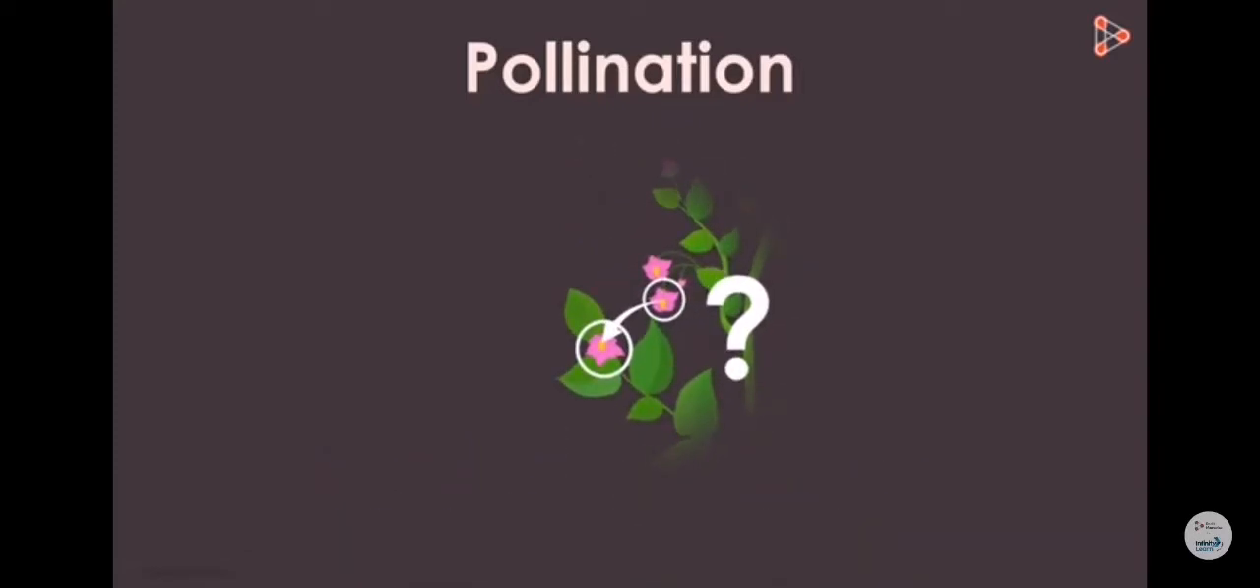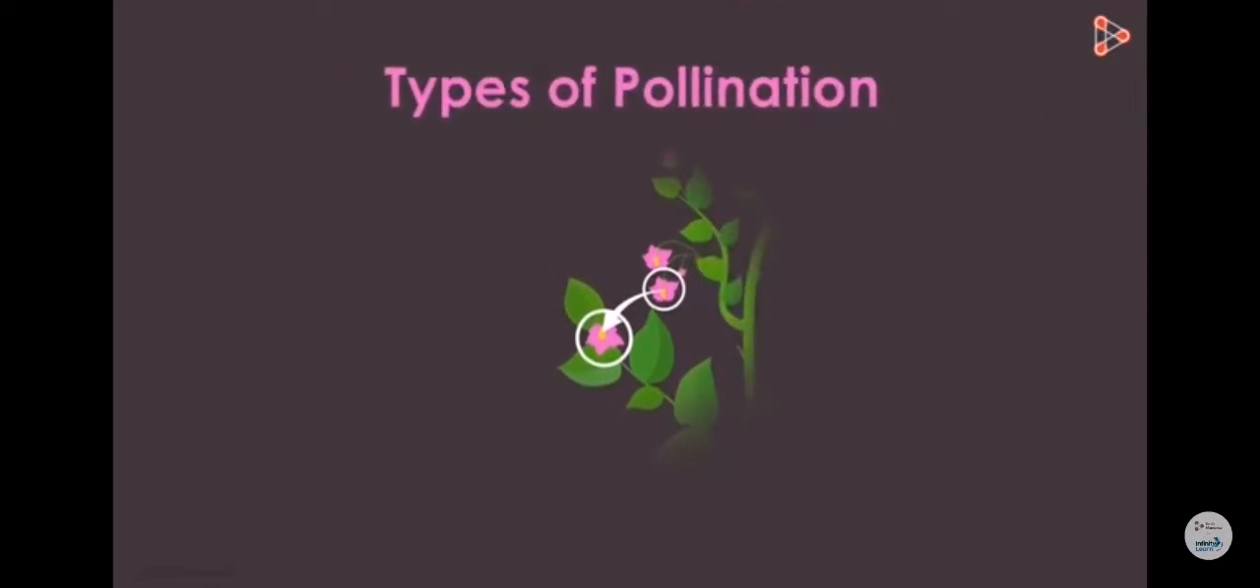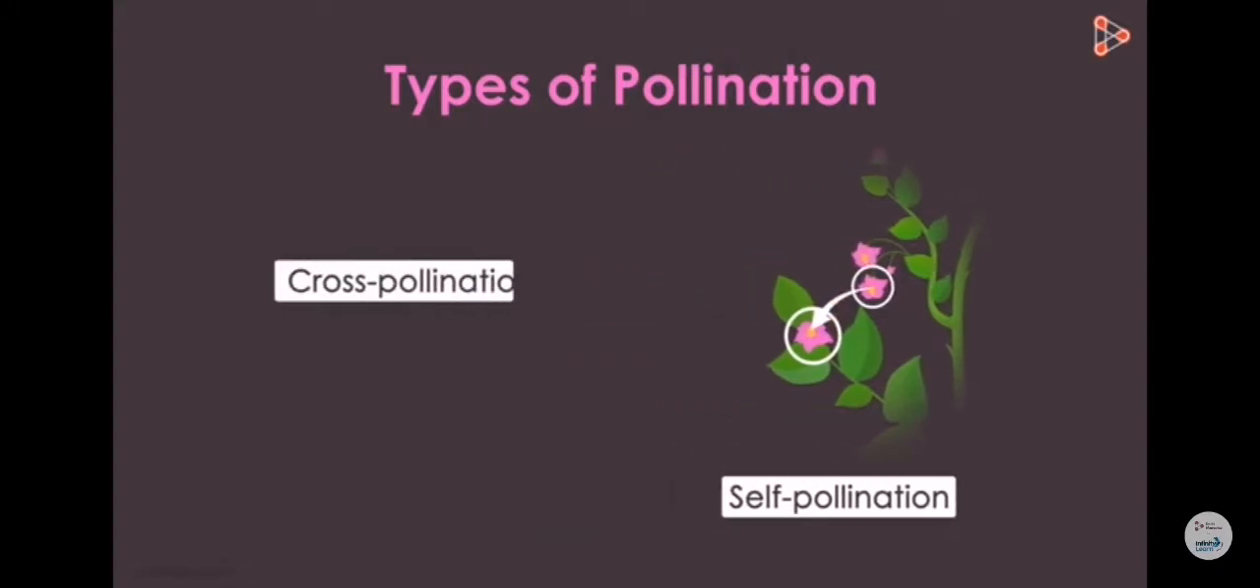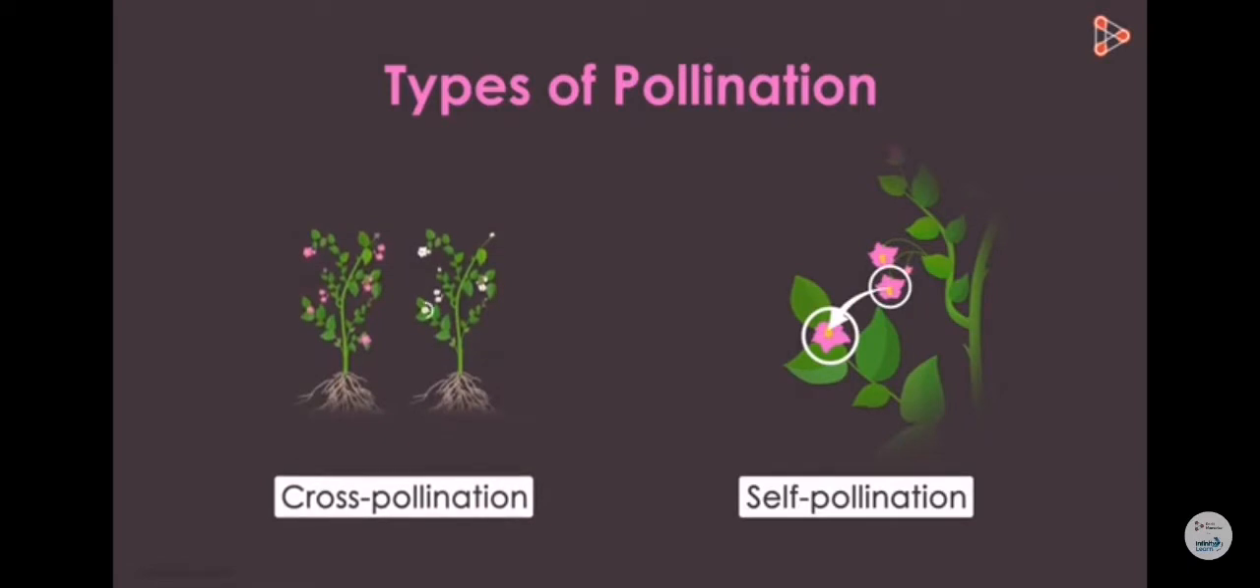That question leads us to the types of pollination. The type in which pollination occurs between flowers born on the same plant is called self-pollination. So what will the next type be? The other type of pollination is called cross-pollination, where the pollens travel from the anther to the stigma of a different flower on another plant.